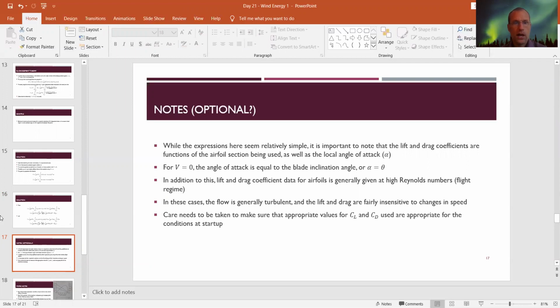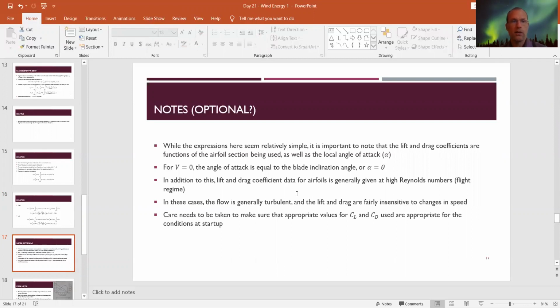At the startup speed, at V equals 0, the angle of attack is equal to the blade inclination angle, so alpha equals theta. As I mentioned before, lift and drag coefficients are generally given at high Reynolds numbers. It's hard to find those at 0 velocity because there is no lift or drag force, so why would you need them? We usually find lift and drag coefficients only at higher Reynolds numbers because that's when you're flying. It doesn't make sense to have them if you're not going to be flying.